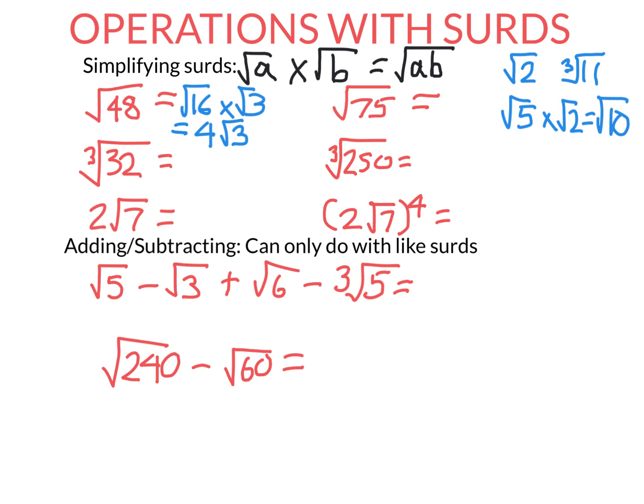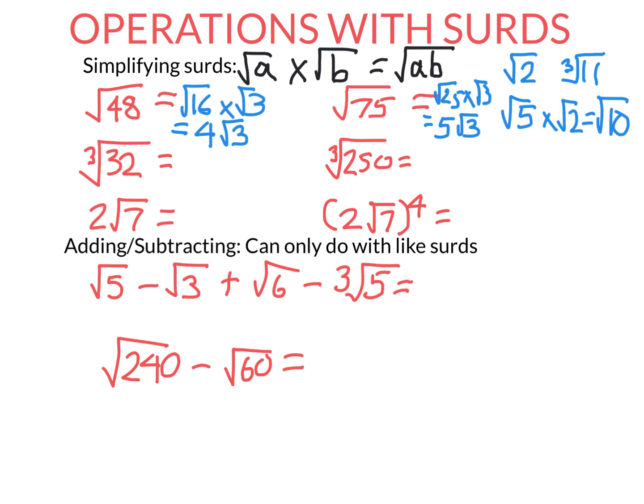We'll do the same for root 75. We need to find the highest square number that goes into 75. That actually is 25. So I can write root 75 as root 25 times root 3. Now, root 25 is just 5. So root 75 is the same as 5 root 3. Same numbers, this is simpler.